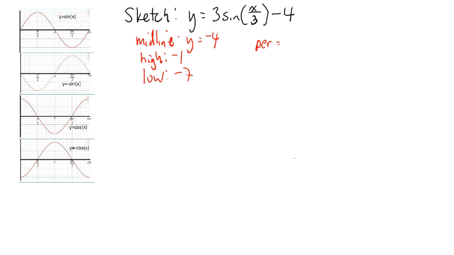So when I see x over 3 in my head, I'm seeing 1/3 x. So my b is 1/3, and my period is 2 pi divided by 1/3, which is the same thing as 2 pi times 3. My period is 6 pi.